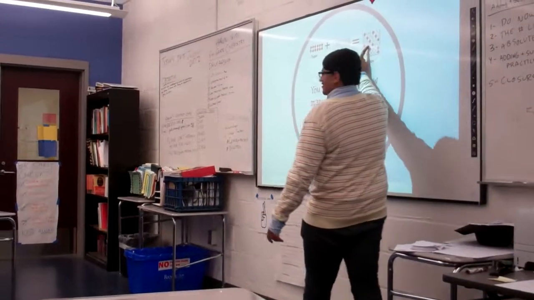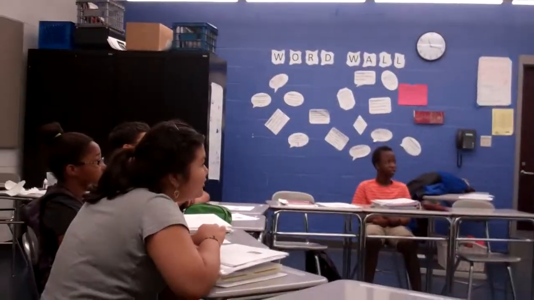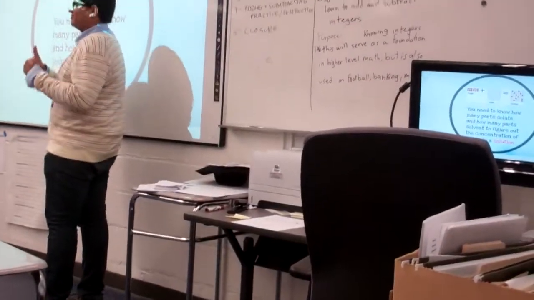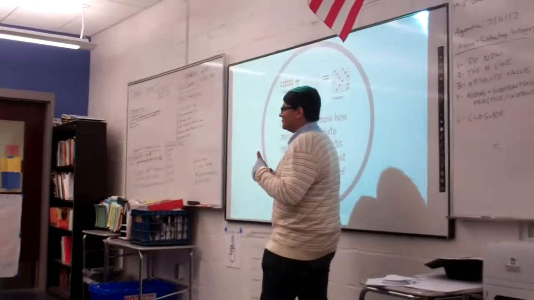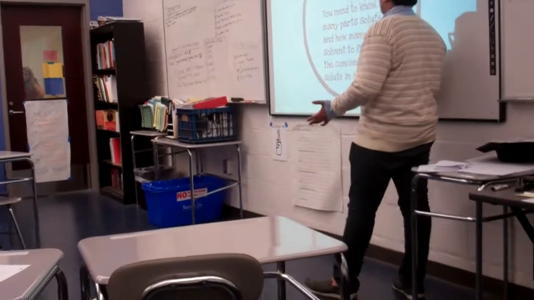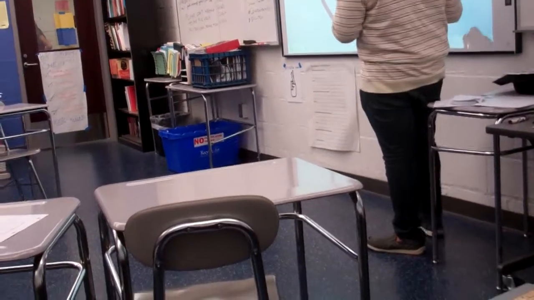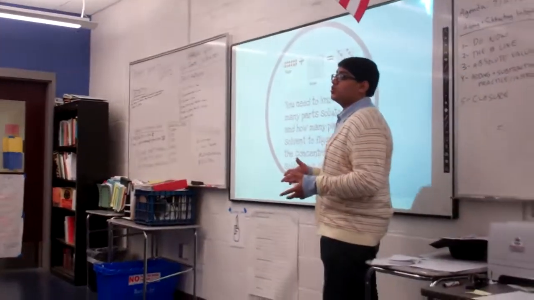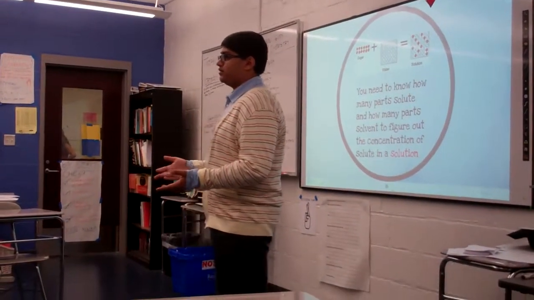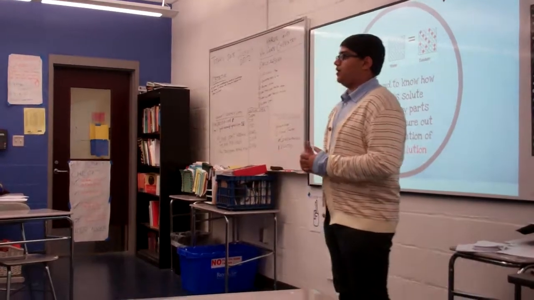Solvent equals solution. Solution equals solvent plus solute. Solute, yeah. Good. So you need to know how many parts solute and how many parts solvent to figure out the concentration of a solute in a solution. So we will be using a lot of math when we're trying to express concentration, alright?